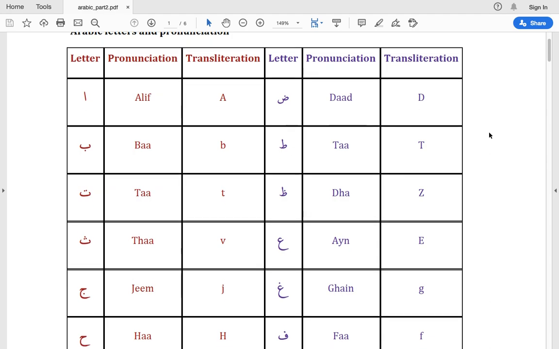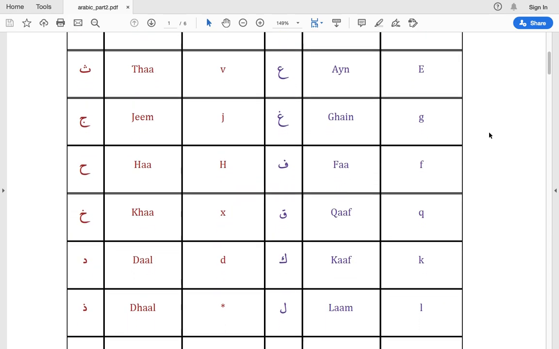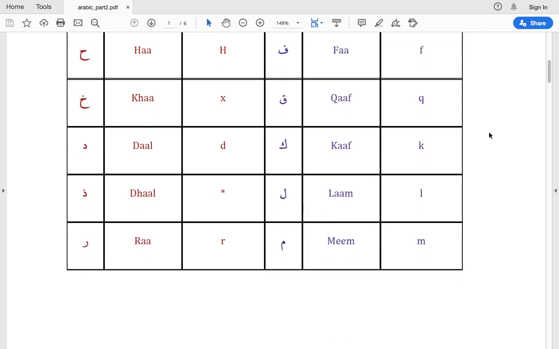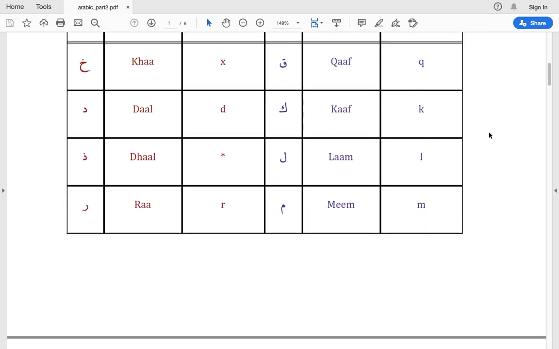Next is Ain. Next is Ra. Next is Fa. Next is Qaf. Next is Kaf. Next is Lam.